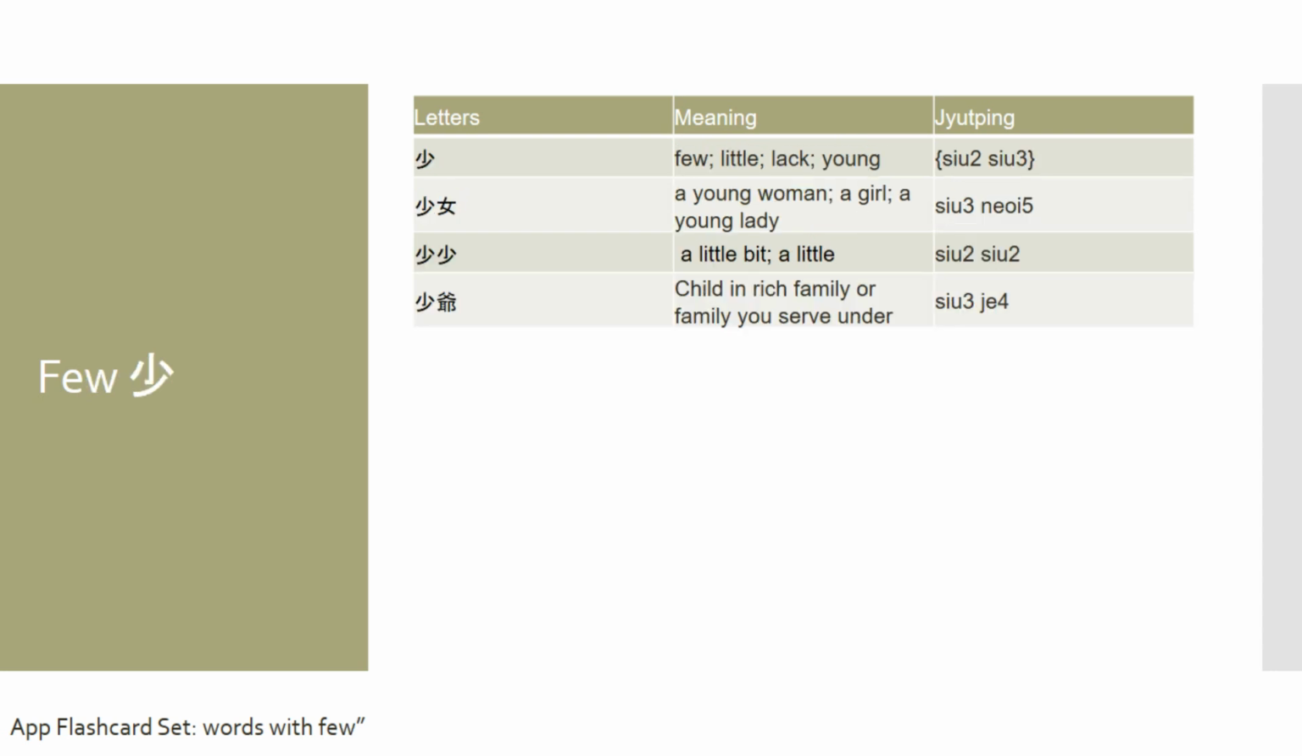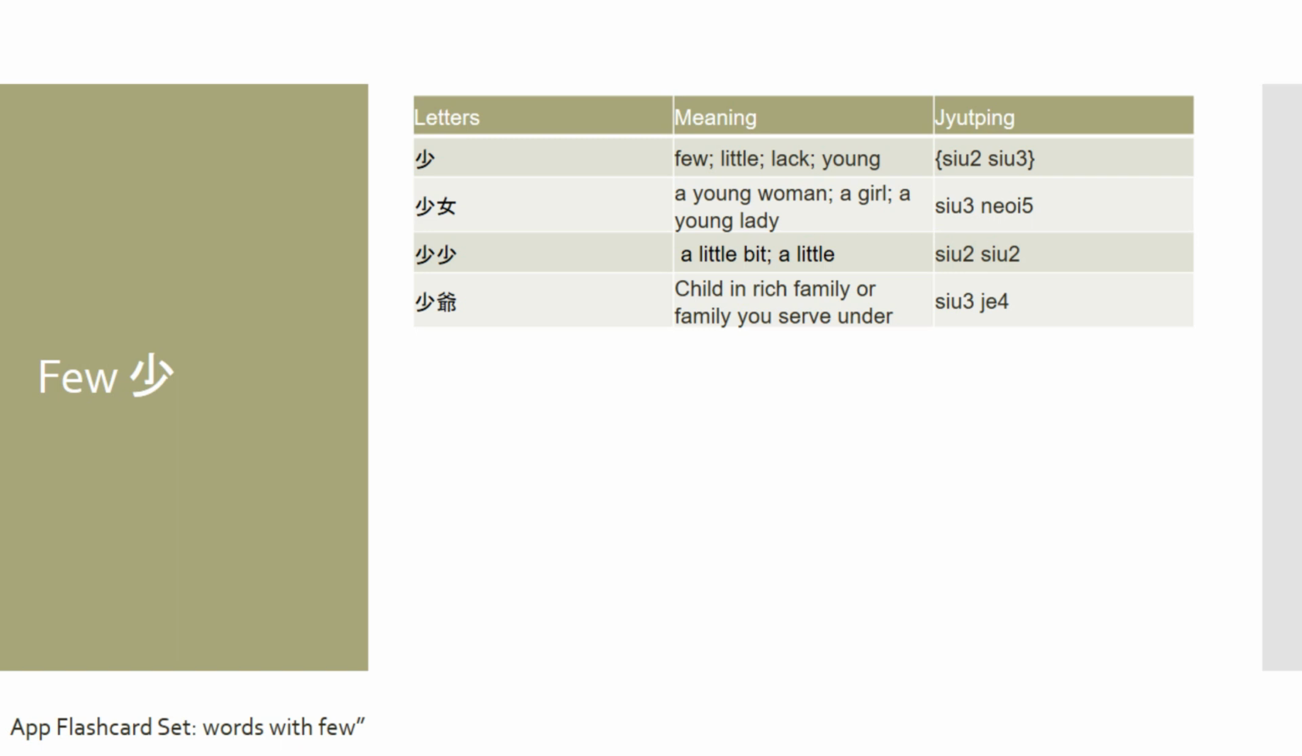The fourth Chinese character that I want to talk about is the Chinese character that represents few. And few in Cantonese is pronounced xiu. Now, of course, in combination with other Chinese characters it produces words of different meanings. So, for example, if we want to say a young woman or a girl or a young lady in Cantonese, we would say xiu nü.